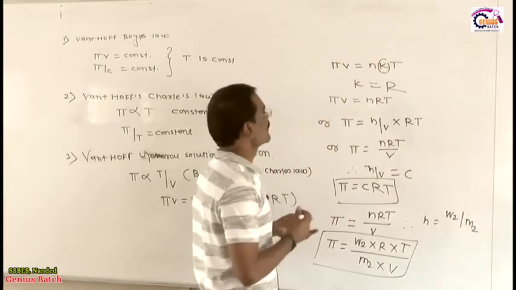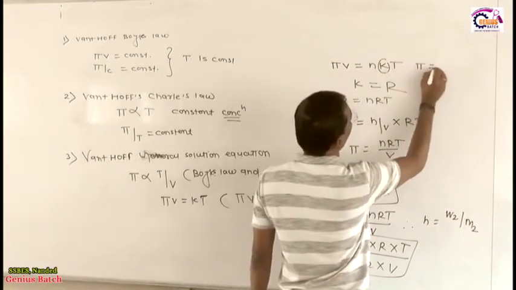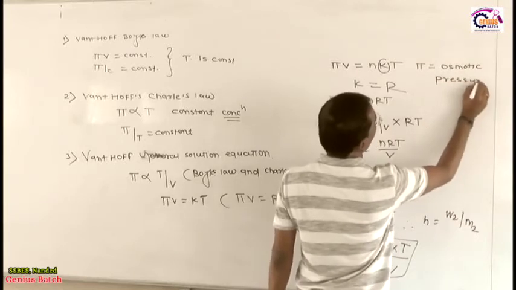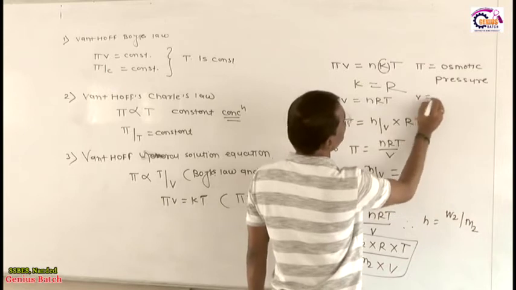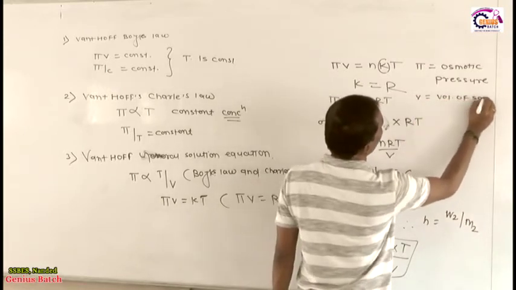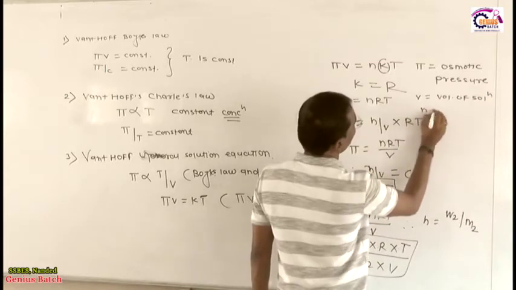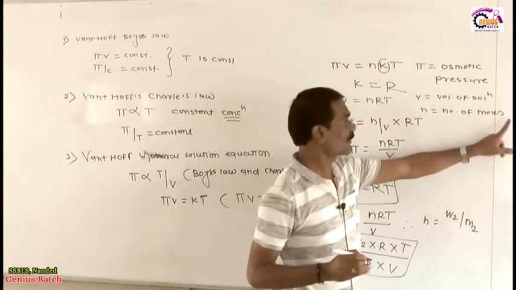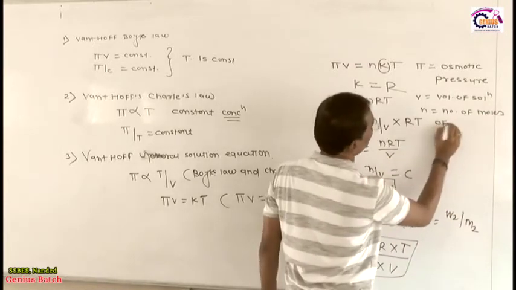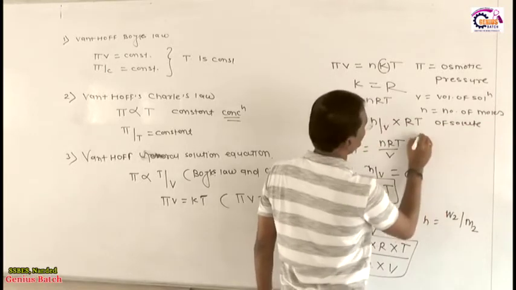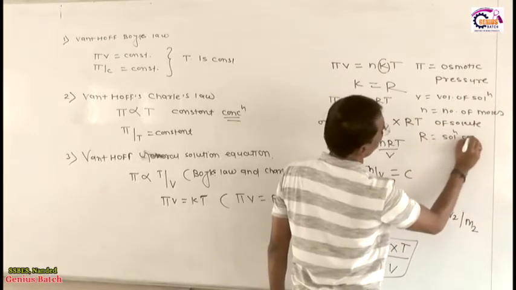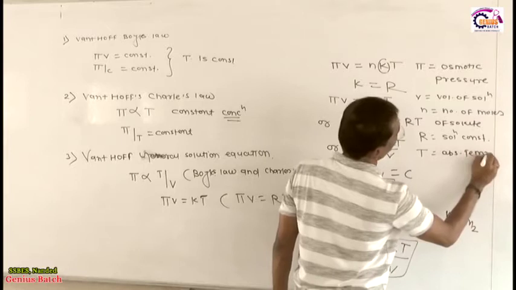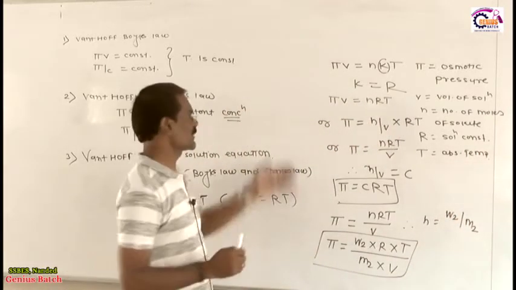Okay, my dear friends, so what is pi V equals nRT? What is the meaning of pi? Pi is nothing but the osmotic pressure. Then what is the meaning of V? V is nothing but the volume of solution. What is the meaning of n? n means number of moles of solute. What is the meaning of R? R is called the solution constant, and T is nothing but the absolute temperature. So these are the terms given in this equation.